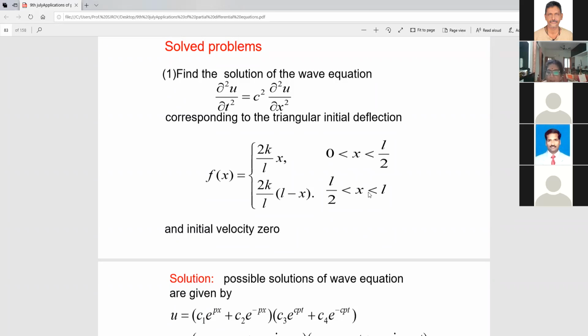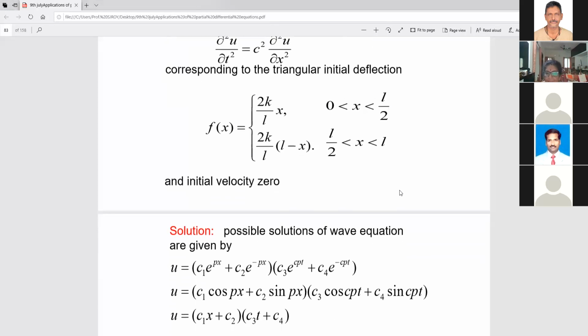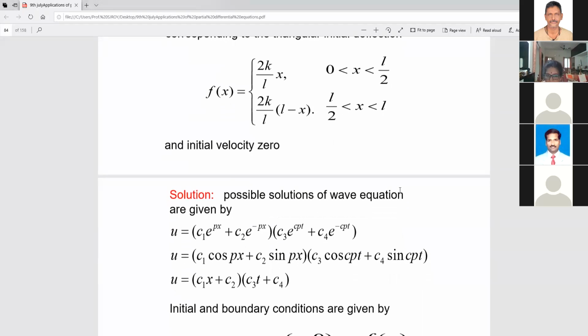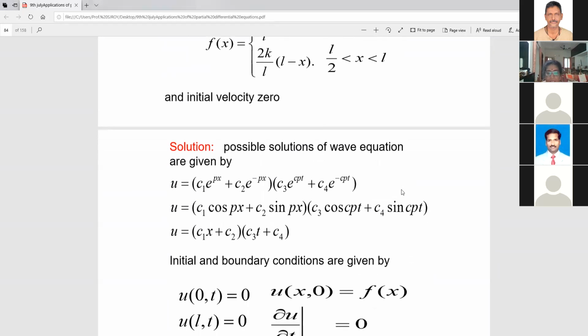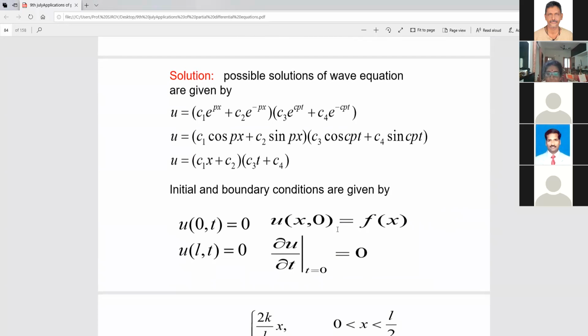Fine. So you are having triangular deflection. Initial velocity is 0. So what we do, we basically ask the students to write down all the possible solutions along with the best solution. Second one is the best solution. But of course, by looking at the problem, they need to write the boundary conditions. Always we'll be fixing the string, so we try to take these boundary values to be 0.